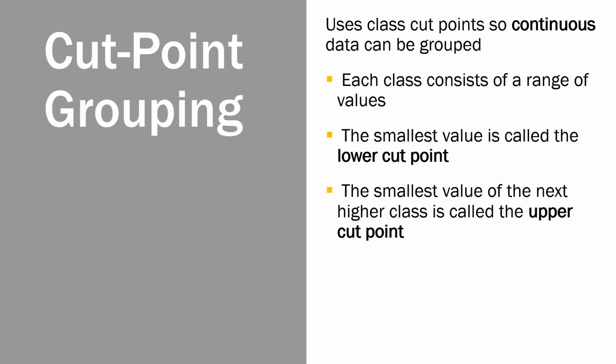So the lower cut point of a class is the same as its lower limit, and the upper cut point of a class is the same as the lower limit for the next higher class. I know it seems confusing, but once you start to do an example of it, it will make a lot more sense. The method of grouping quantitative data by using these cut points is called cut point grouping, and we use it when our data are continuous, when we have decimals in there, and we need to contain each individual number into just one single category.